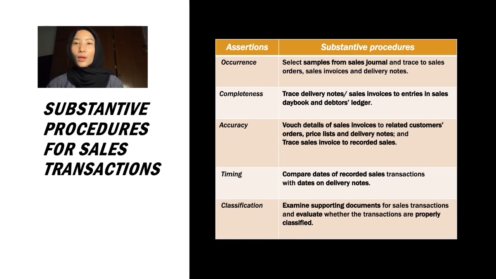Next, we have timing. The auditor need compare dates of record sales transaction with dates on delivery note. Last, we have classification. The auditor need to examine supporting document for sales transaction and evaluate whether the transactions are properly classified.